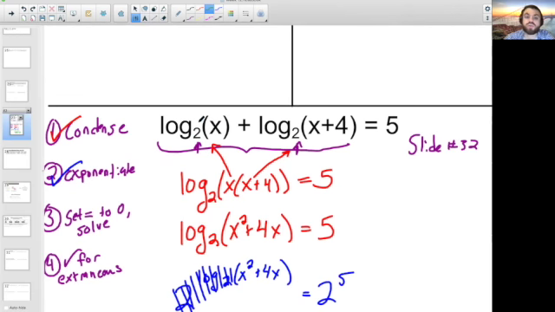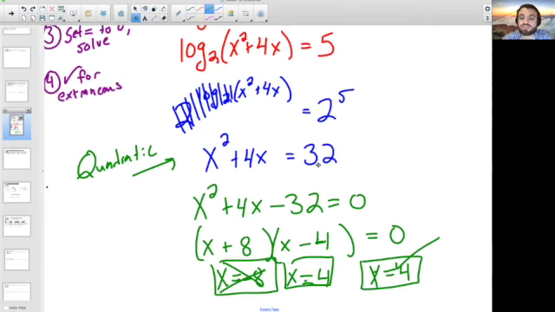Log base 2 of 4 is equal to 2, because 2 squared is 4. And then log base 2 of 8 is 3, because 2 cubed is 8, and 2 plus 3 is 5. So 4 checks. So the only solution you should get is 4.